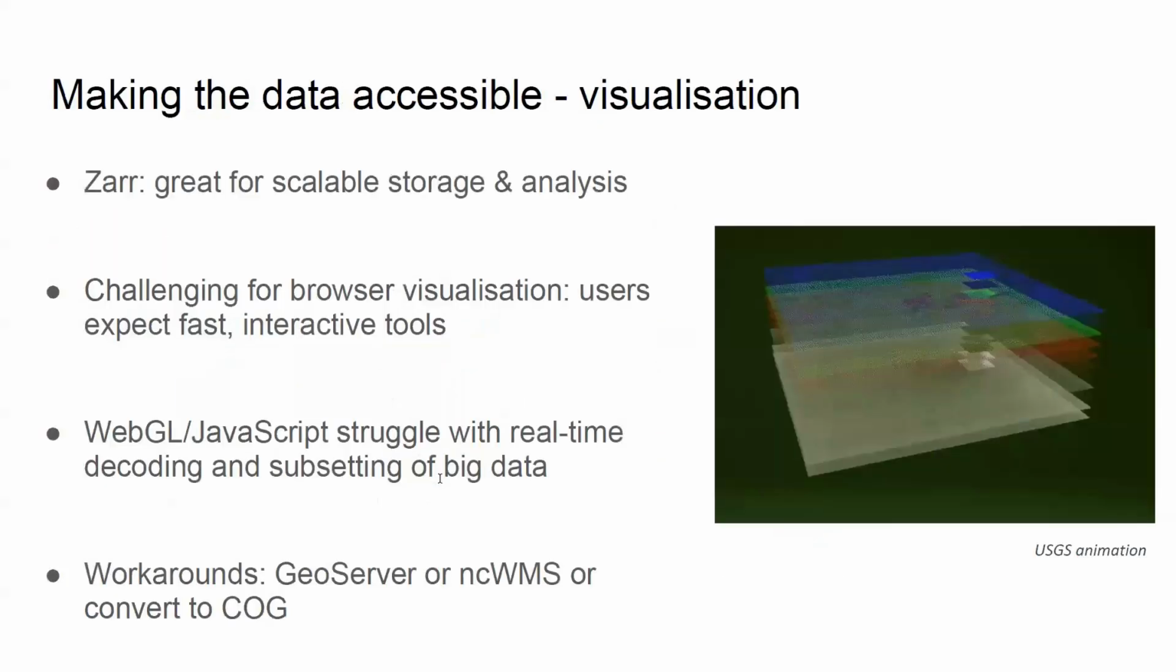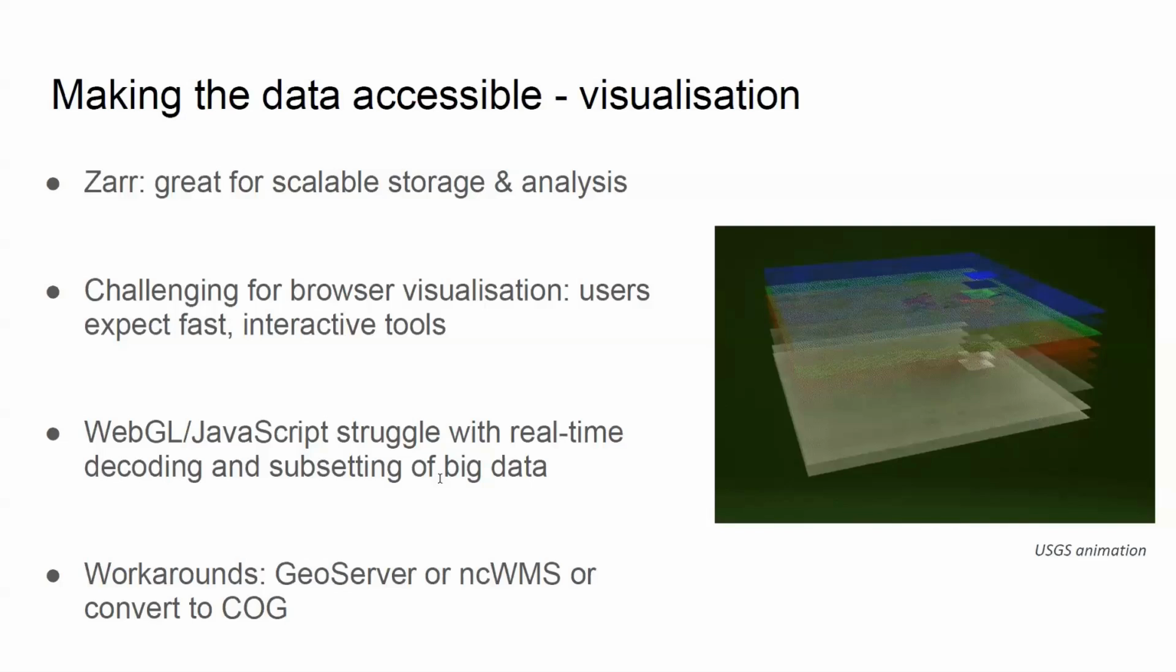So during the last 10 minutes, Matt explained to us how Zarr and this type of cloud native formats are great for scalable storage and analysis, but Zarr is still challenging if you want to do browser visualization. If you want to build a tool to show your data to other people or to build full stack applications, users expect fast interactive tools, but WebGL and JavaScript still struggle with real-time decoding and subsetting of big geospatial data. We'll talk about terabytes of size with several dimensions: time, depth, latitude, and longitude. So JavaScript is still struggling on how to decode that.